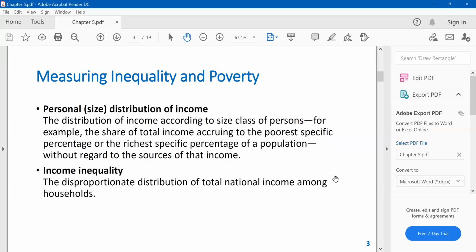Or, as in here, we can look at the personal distribution of income. In that personal distribution, we do not group people into different social classes depending on their earnings, but we just measure their total income, usually by conducting field surveys. That's usually not the entire society, but a random sample that is representative enough. That sample should be large enough so that it represents the entire society. Then we look at the distribution of it, in the sense of a particular probability distribution, the distribution of income according to the size class of persons, for example, the share of total income accruing to the poorest or the richest specific percentage of the population.